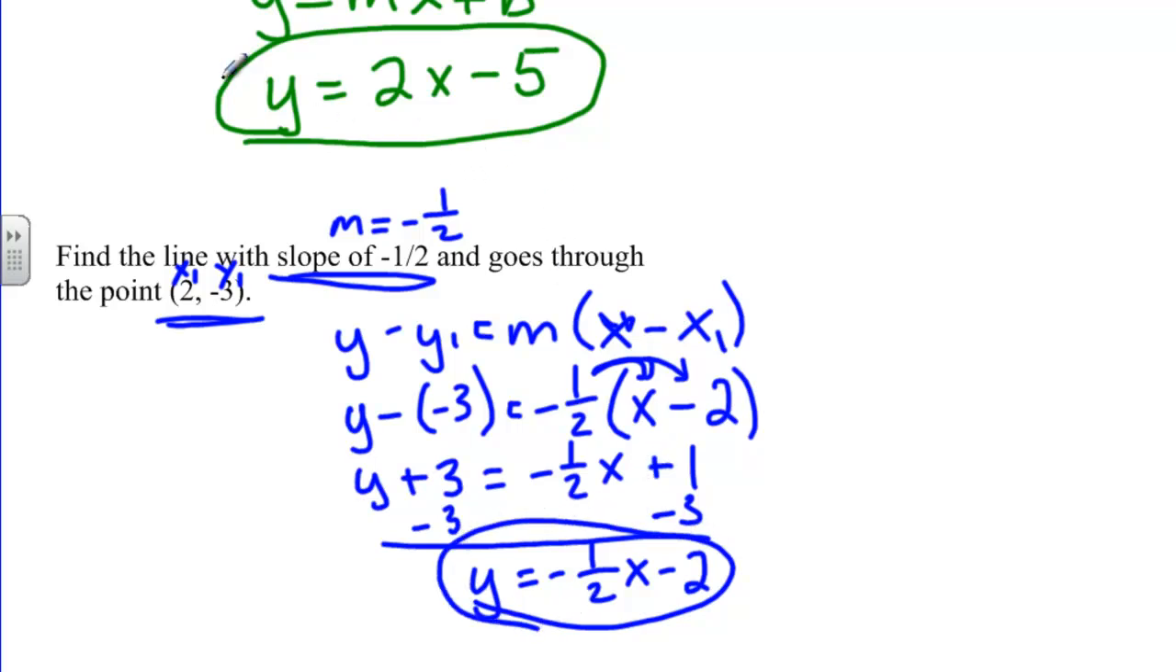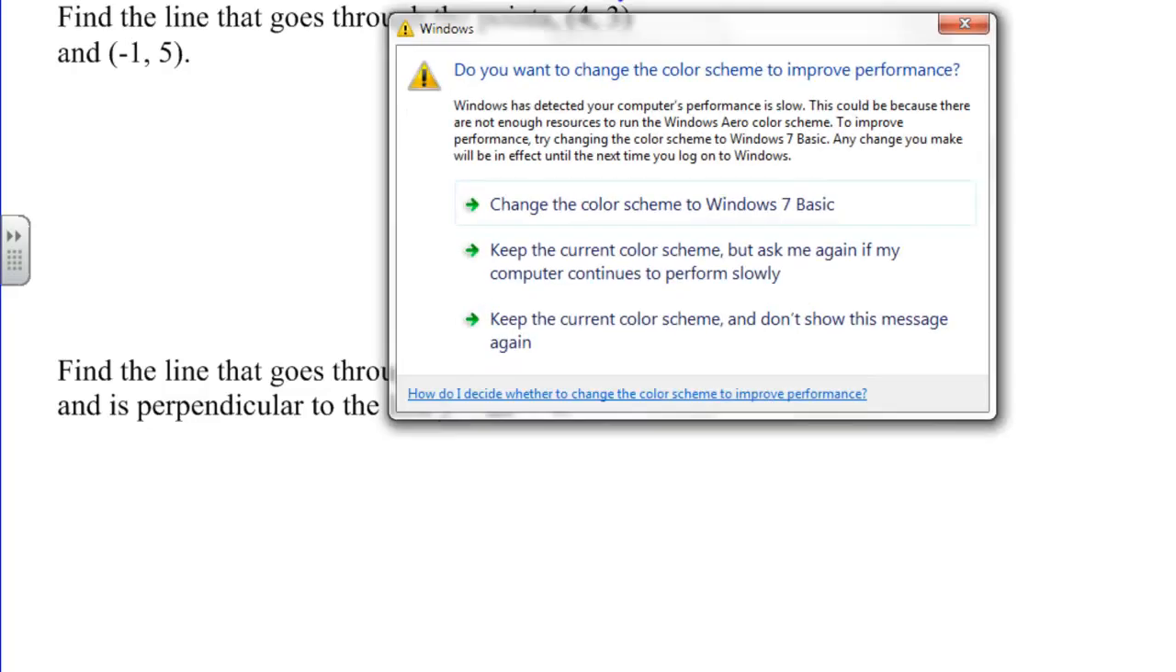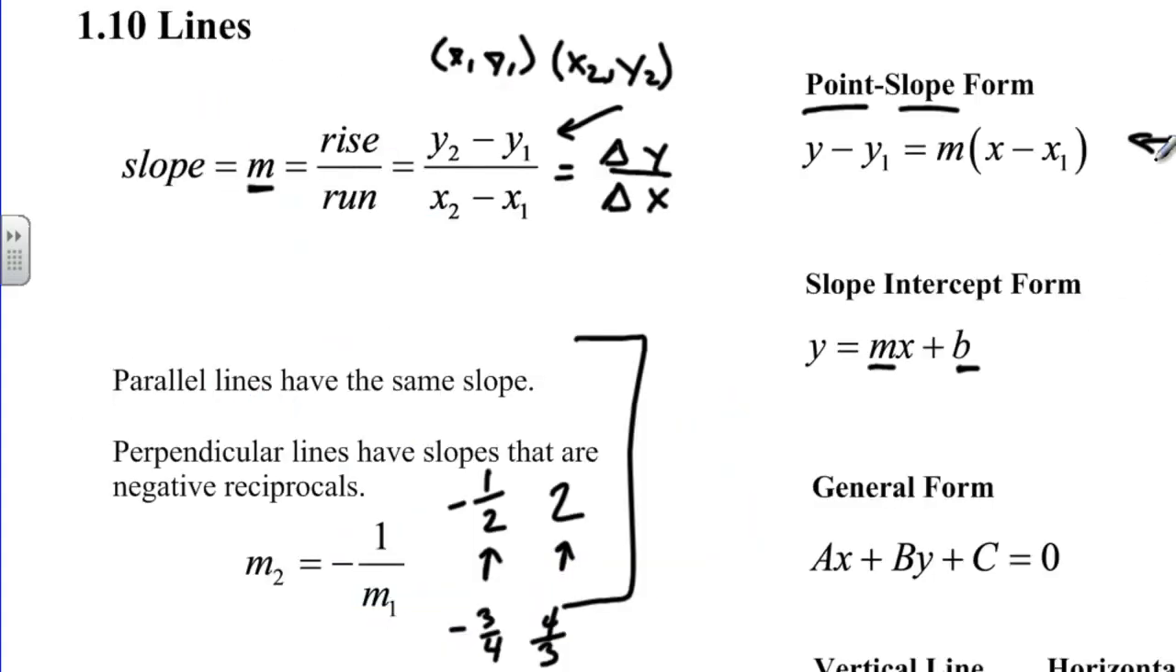All right. It's going to get a little trickier, such as this one, where they say find the line that goes through the points (4, 3) and (-1, 5). Right before I get going, I'm going to label them x1, y1 and x2, y2. Do we have a two-point formula? Well, I'm going to go back over here. We got point slope, we got slope intercept, and we got general. We don't have a point-point form.